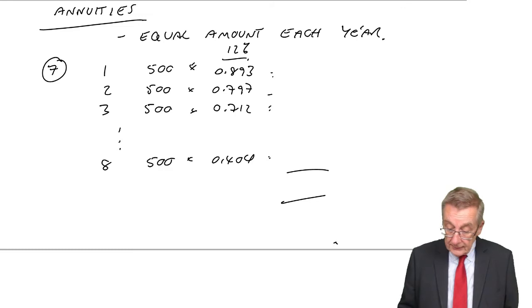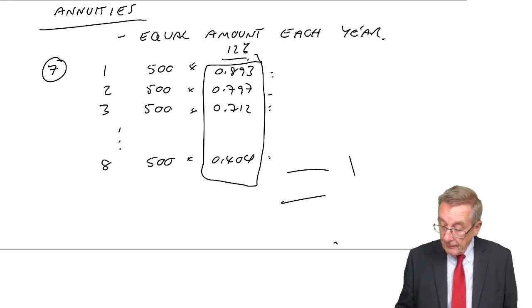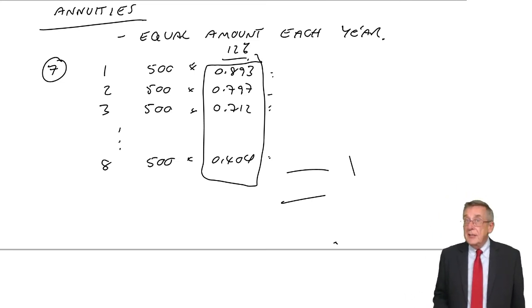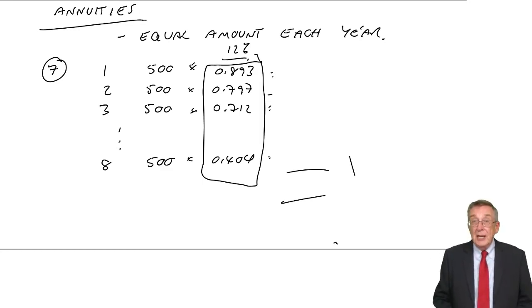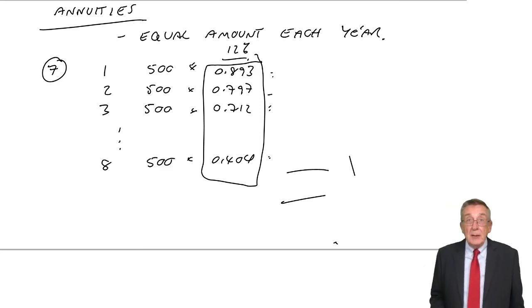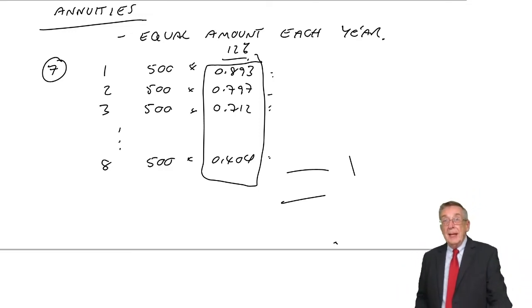However, because annuities are quite common, equal amounts each year, instead of having to discount each year and then add them up, there are tables that give you the total of all the discount factors. We can simply multiply 500 by the total of them all. That's what the other tables are. The annuity tables give you the total discount factor for any number of years up to 15, any rate of interest up to 20%, and it just makes it a lot quicker.